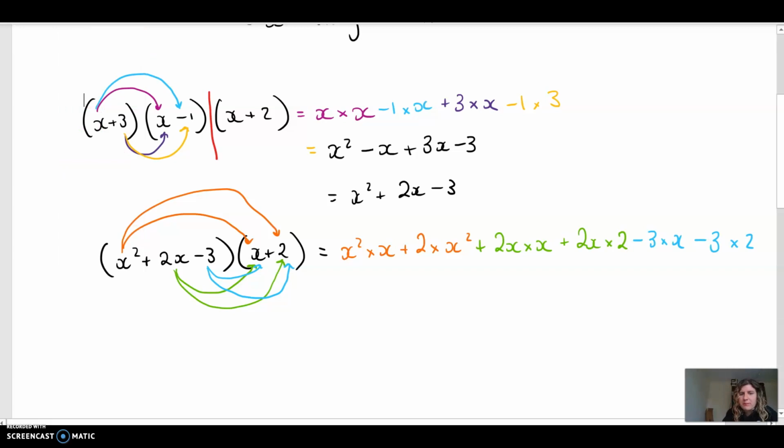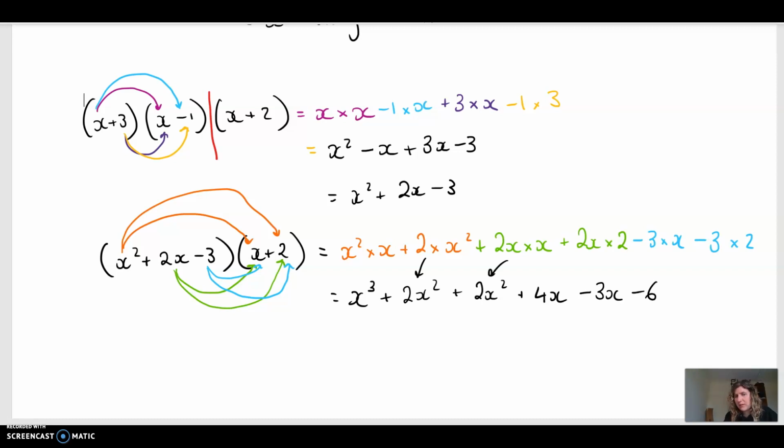So with our simplification, I'm going to start off now. x squared times x, when you add on another x, that makes it x cubed. Okay, plus 2 times x squared, well that's just 2x squared, plus 2 times x times x. Now x times x is x squared as well, so that's going to be another lot of 2x squared. I'll just put arrows, that one's from that one, that one's from that one. Okay, plus 2x times 2, well 2 times 2 is 4, so that's going to be 4x, minus 3 times x is minus 3x, and then minus 3 times 2, that's minus 6.